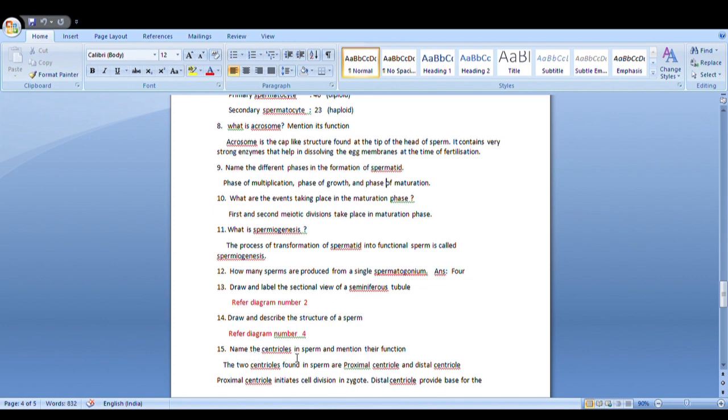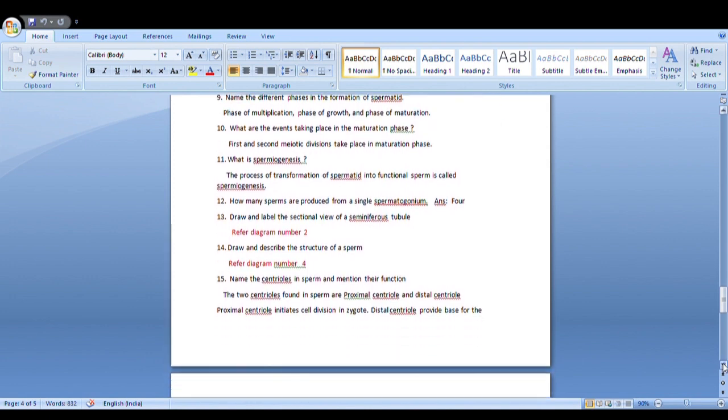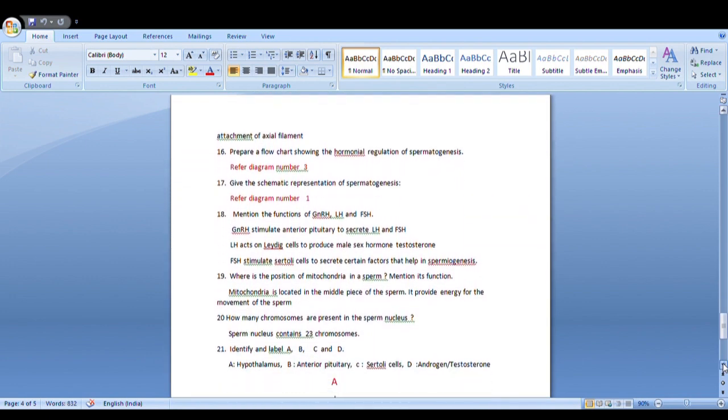Name the centrioles in sperm and mention their function. The two centrioles found in sperm are proximal centriole and distal centriole. Proximal centriole initiates cell division in zygote. Distal centriole provides base for the attachment of axial filament.